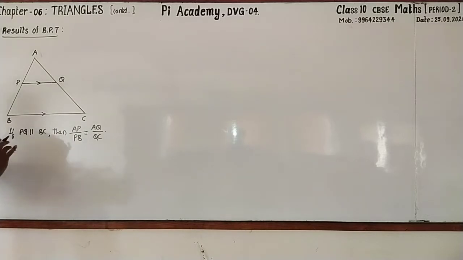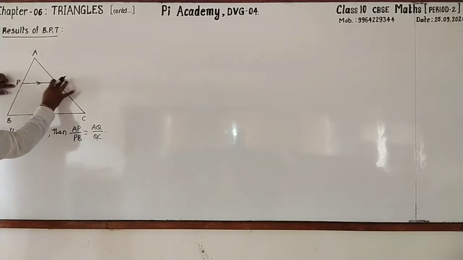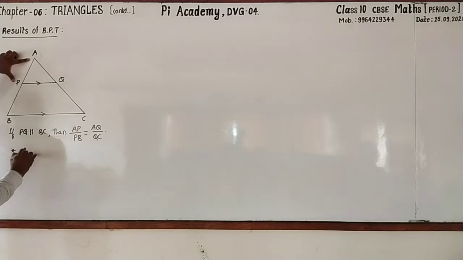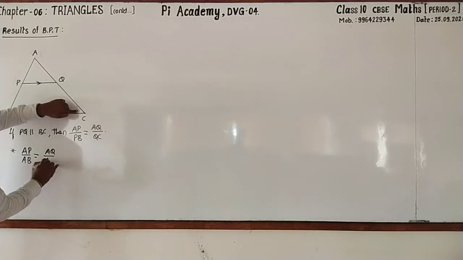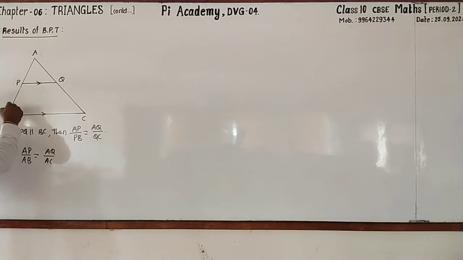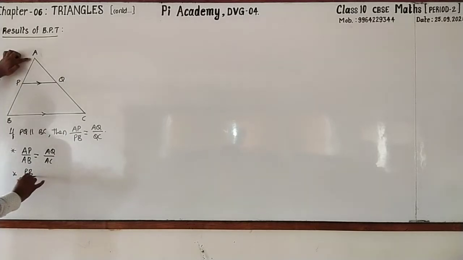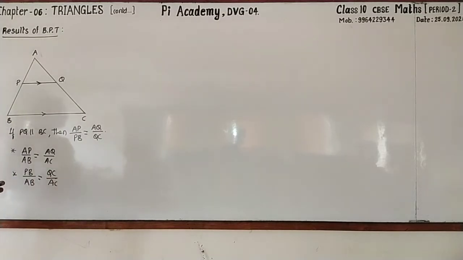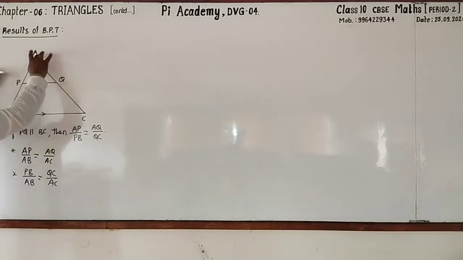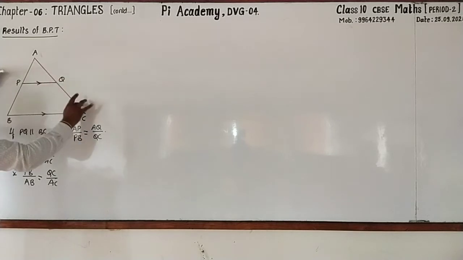Then the two important results I told. Other than this, if PQ is parallel to BC, then we can write AP by the whole side AB. AP by AB is equal to AQ by AC. See that? AP by the whole side AB, AQ by the whole side AC. Next, one more. It is PB by AB. PB by AB is equal to only this part, QC by AC. Hope that you have understood. See that first term, AP by AB, AQ by AC. Next, PB by AB equal to QC by AC.